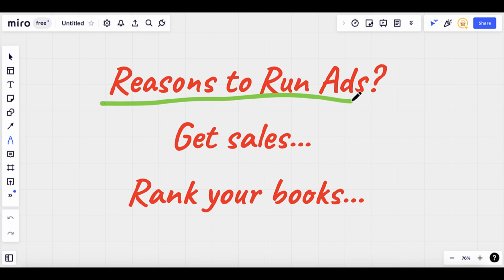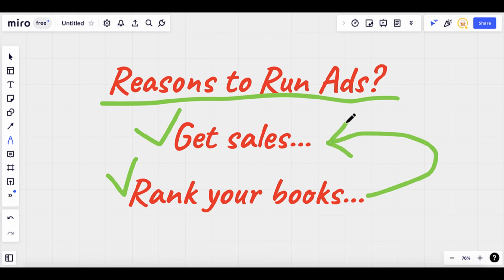Okay, so let's take a look at reasons to run ads. Number one, to get sales. Number two, to rank your books, meaning organically, to let your books get found. And of course, ranking your books feeds into the first one, which is getting more sales. These are the solid reasons. These are really the only reasons to run ads. And it all boils down to getting more sales, to earning more royalties.